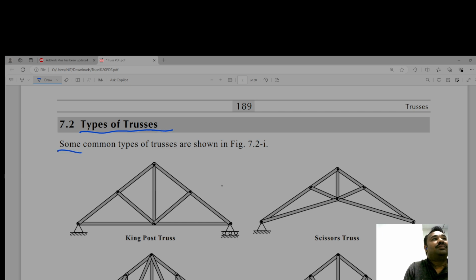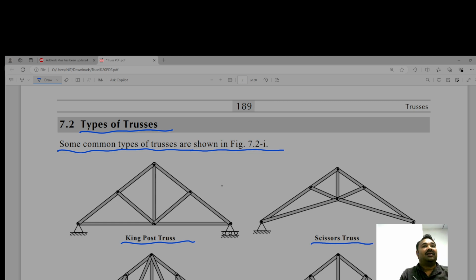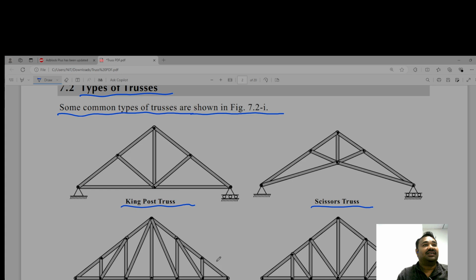There are some common types of trusses shown here below, like king post truss and scissors truss, and you can see how they look and how they are structured.